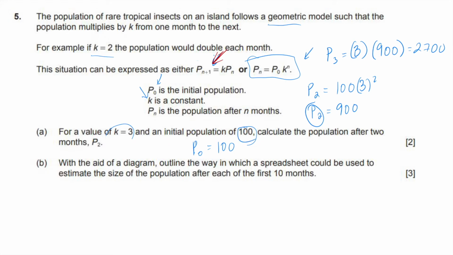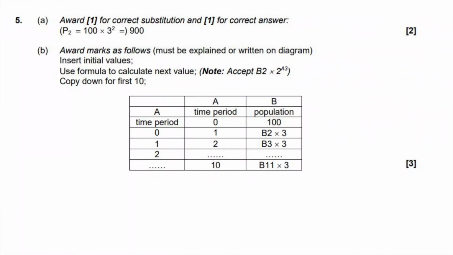Now, with the aid of a diagram, outline the way in which the spreadsheet could be used to estimate the size of the population after each of the first 10 months. It says each, so that kind of assumes that we're going to have at least 10 rows of data where we're going to be doing some calculations. Really 10 rows of output. So anyways, let's go ahead and look at the solution and how that works.